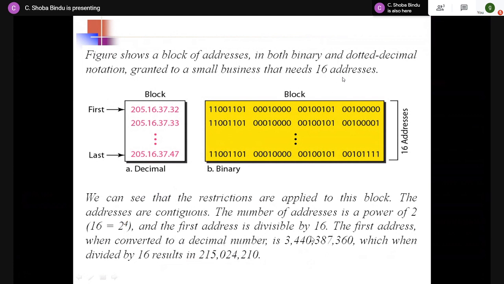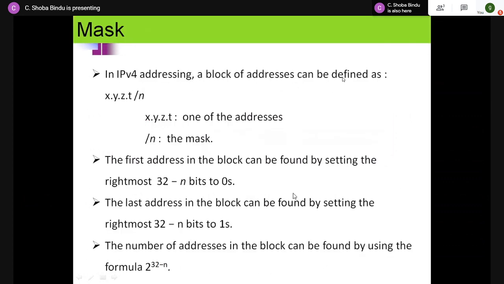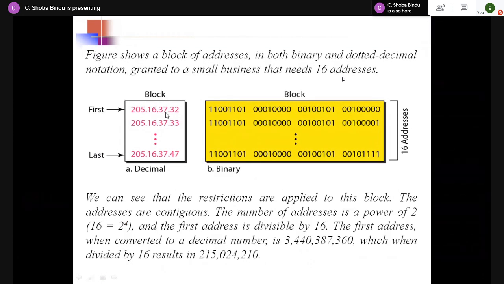This is how you are going to allocate the size of the block requested by an organization. When you want to represent this using CIDR notation, a block of addresses will generally be represented as any one address in the block followed by a slash and this n. So this slash n is the mask that you are going to have. Here you can see these bits are common, and the bits that vary are in these.